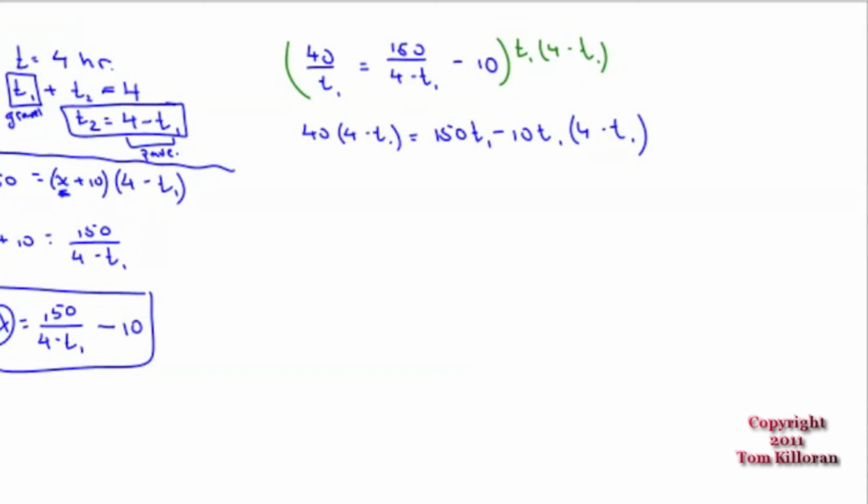Now what? Distribute. 40 times 4? 160. 160 minus 40 t sub 1 is equal to 150 t sub 1 minus 10 t sub 1 times 4. Well, I already have a minus, so 40 t sub 1. Negative times a negative is positive. 10 t sub 1 times t sub 1 is 10 t sub 1 squared.